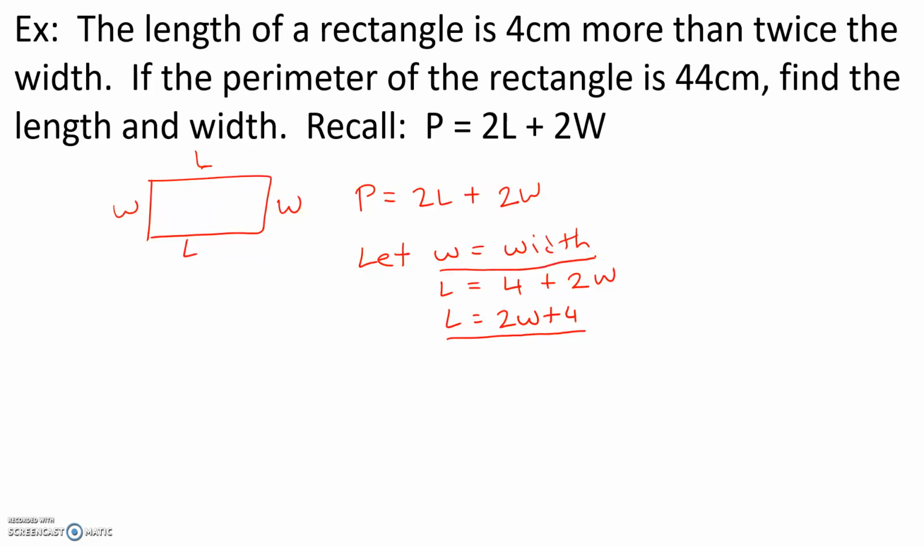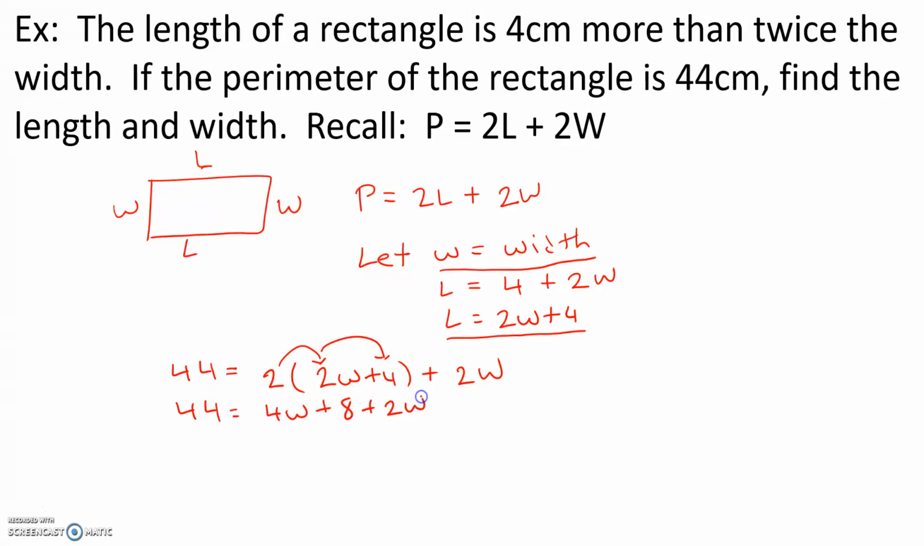So let's plug this in. The perimeter, which is 44, equals 2 times the length. The length is 2W plus 4, plus 2 times the width. The width is just W. Let's solve this equation. We distribute the 2, so we have 44 equals 4W plus 8 plus 2W. We then combine our like terms, so 44 equals 4W plus 2W, which is 6W, plus 8.